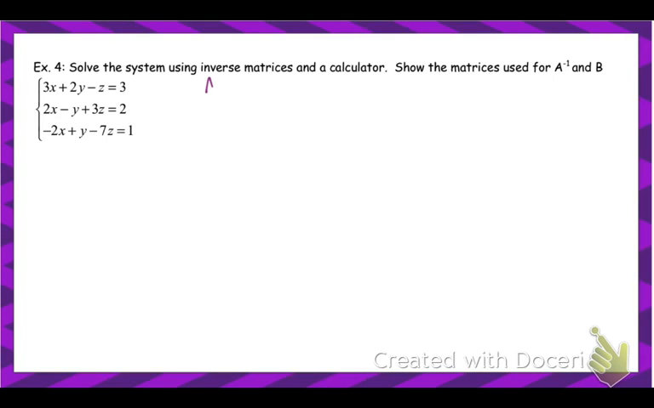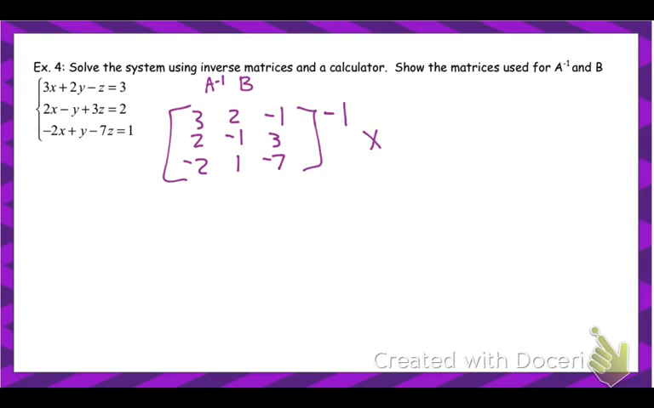So I'm still going to do A inverse times B. In order to do that, I need to know what A is. A is the coefficient matrix: 3, 2, negative 2; 2, negative 1, 1; negative 1, 3, negative 7. So I'm going to do A raised to the negative 1 power times B. B is going to be 3, 2, 1, and that's going to equal X, Y, Z.